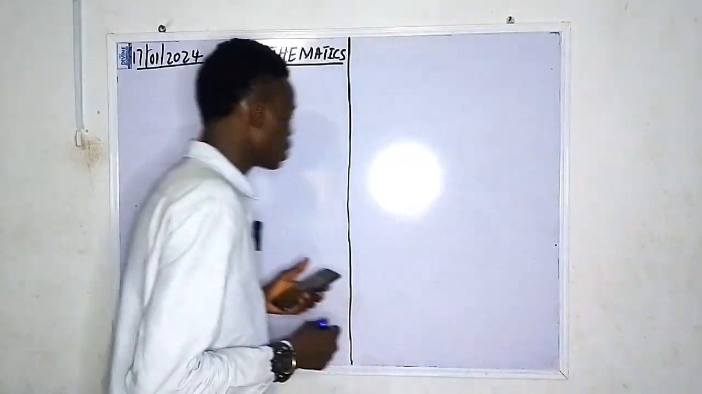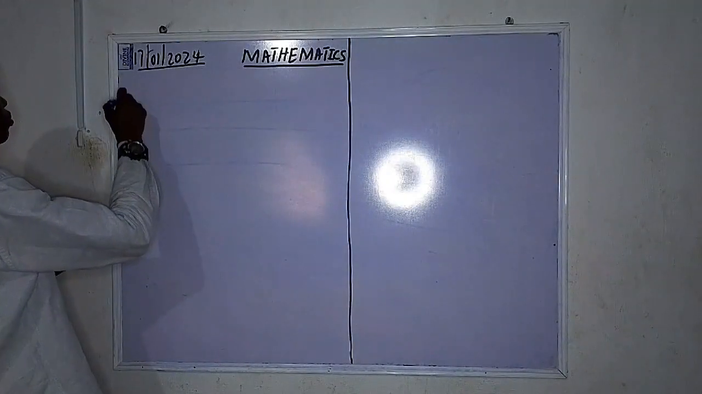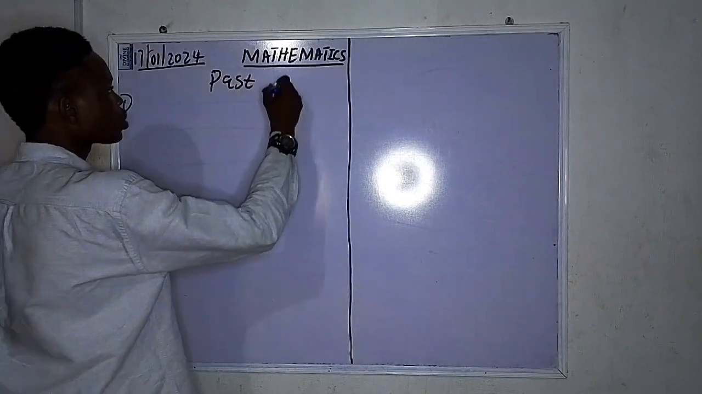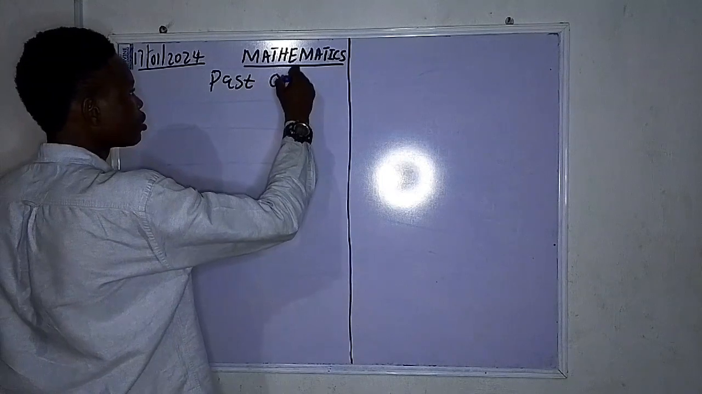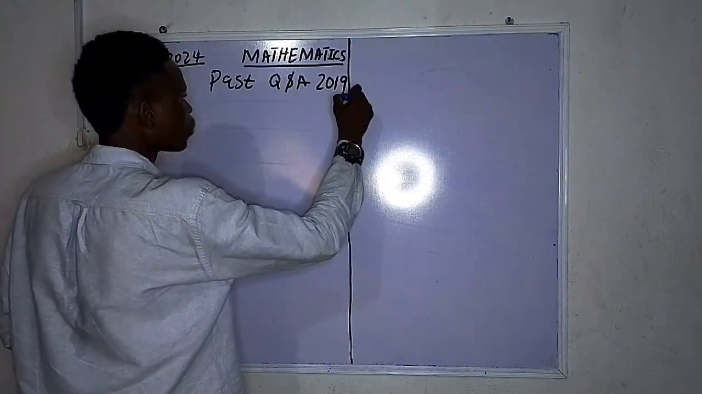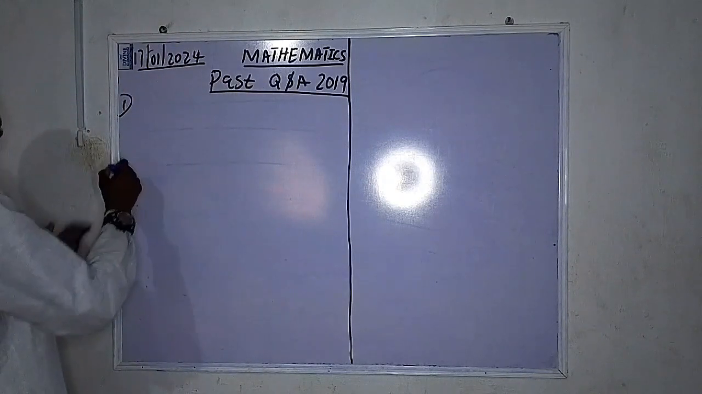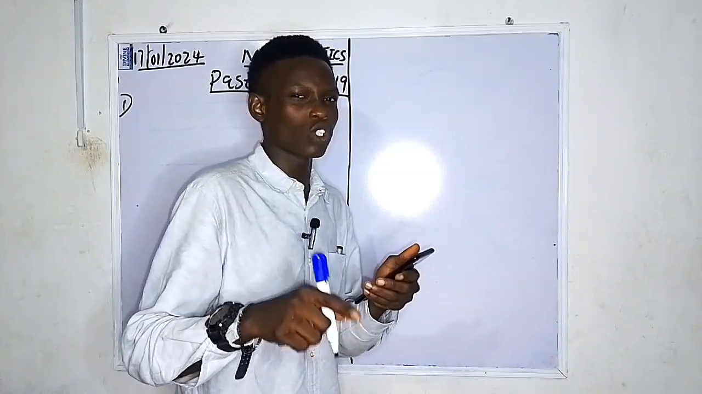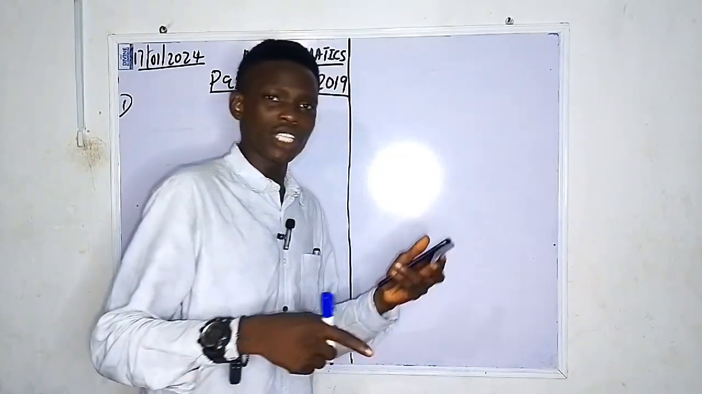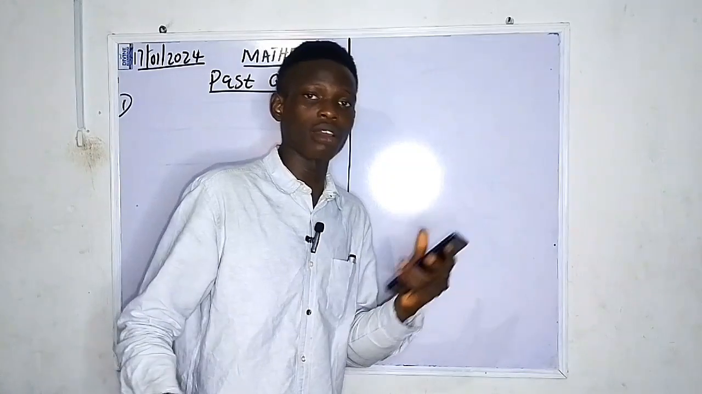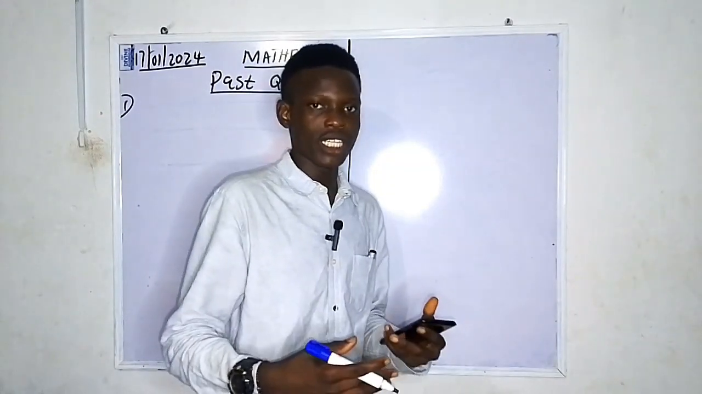Now let's go. Number one, past question 2019 maths. Do you need the past question? If you're not with a past question, you need to get one. I believe it's around 8,000 to 2,000 naira. You get the 2019 to the last year questions they did. Okay, now let's go.